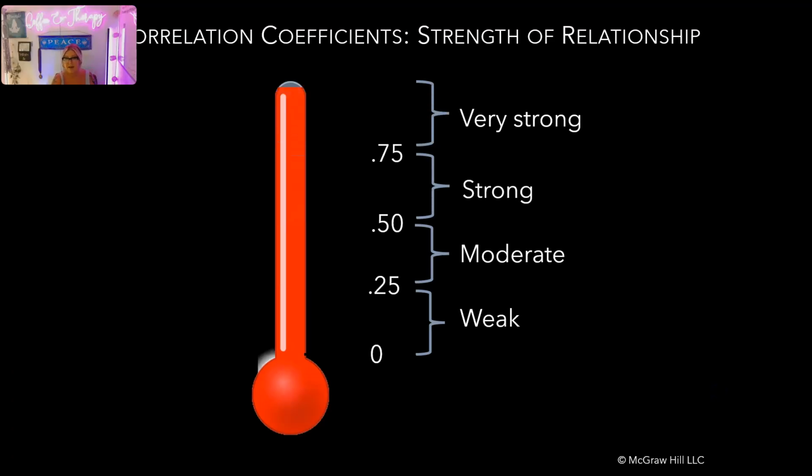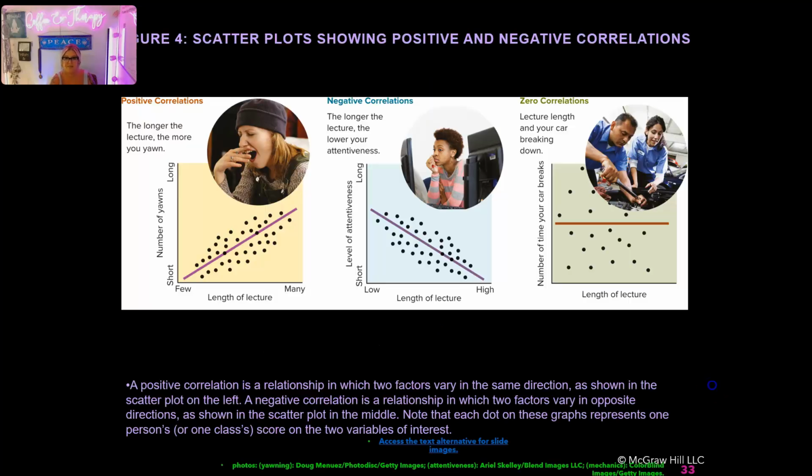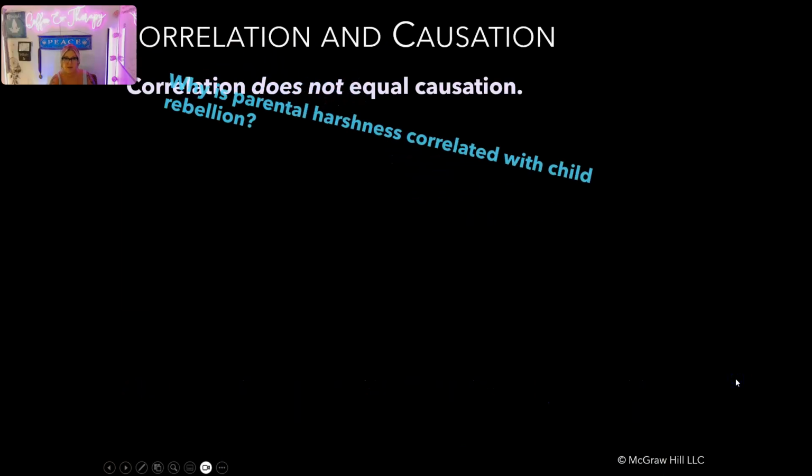It's just a very nice little graph of that correlation coefficient. All right, again, another scatter plot you can look at. As you can see, this is positive, this is negative, and this is just zero correlation. It's just all over the place.